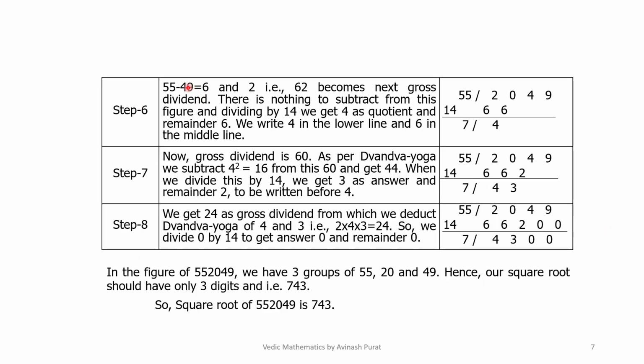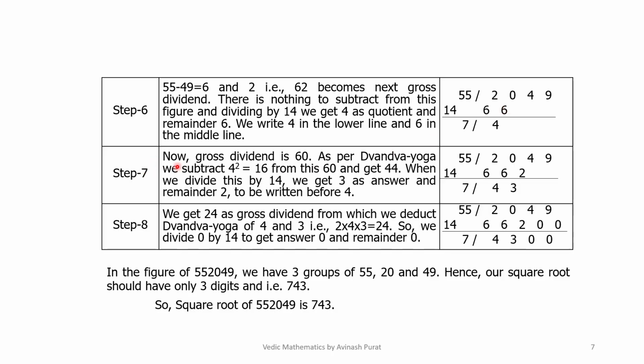Step 6. 55 minus 49, that is 7 square, equal to 6, and 2, that is 62, becomes the next gross dividend. There is nothing to subtract from this figure and dividing by 14 we get 4 as quotient. 14 into 4 is 56 and the remainder is 6. So we write 4 in the lower line and 6 in the middle line.